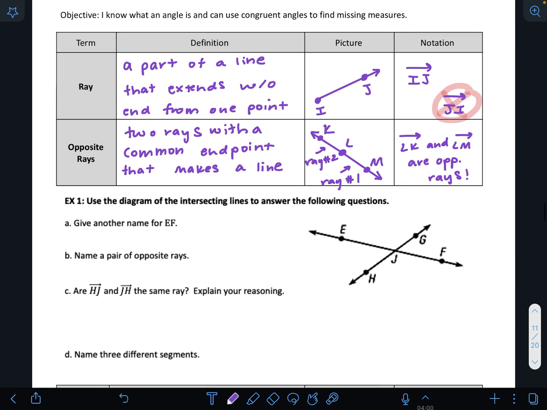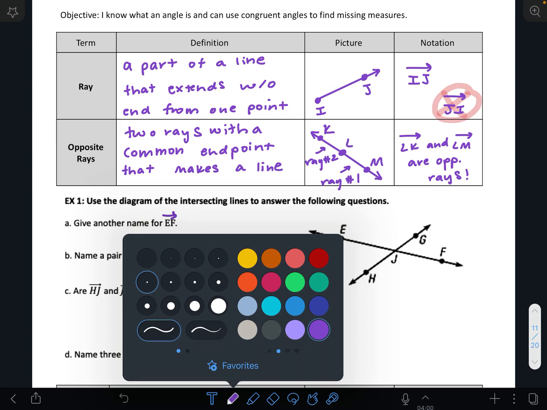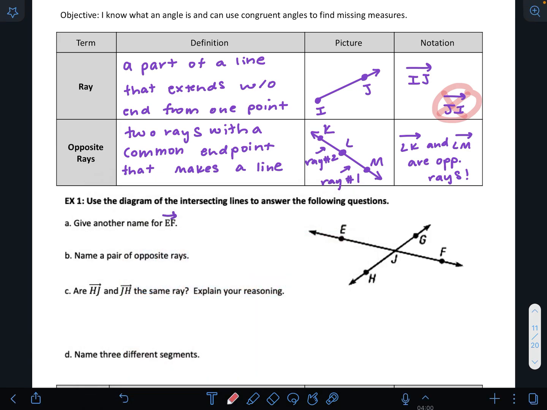So now that we have some new vocab, let's answer some questions about a diagram. Example 1, use the diagram of the intersecting lines to answer the following question. So first, give another name for ray EF. Sorry, it's a typo. So what I want to do is identify ray EF. So here's EF, okay? So it's this ray right here, starting at E, going through F.